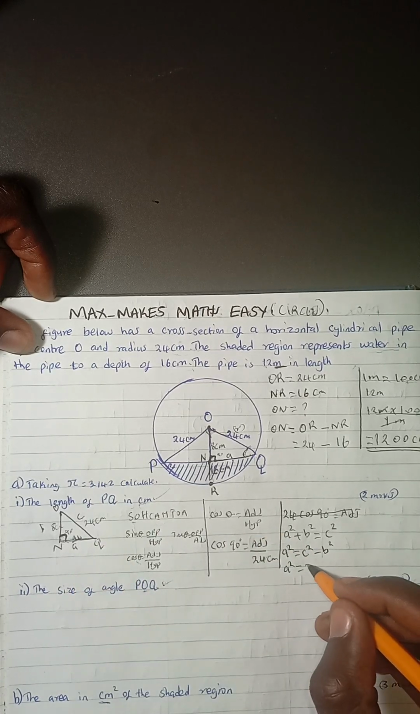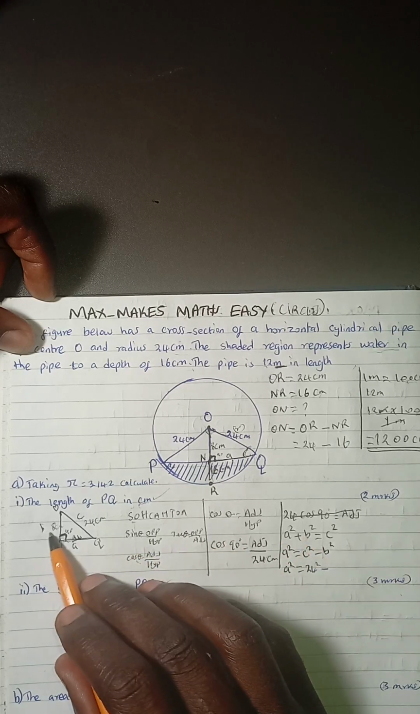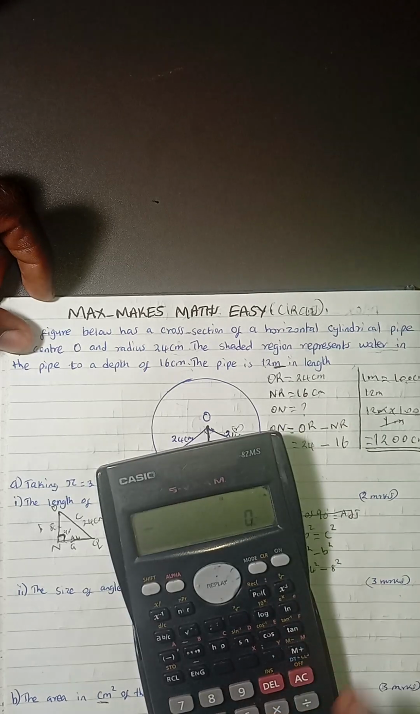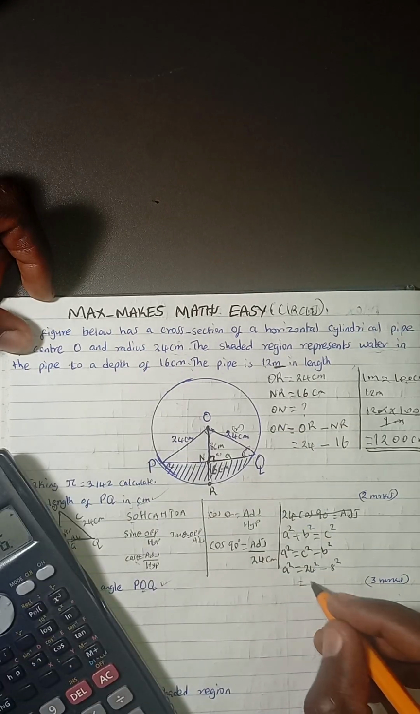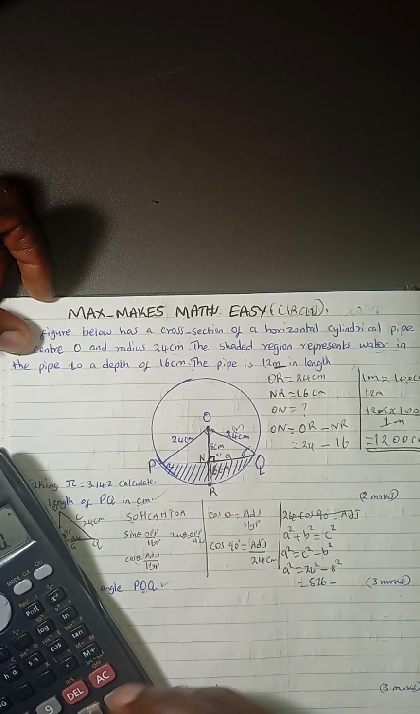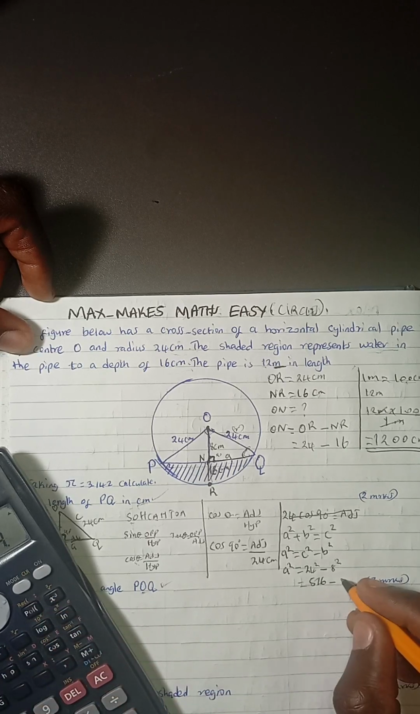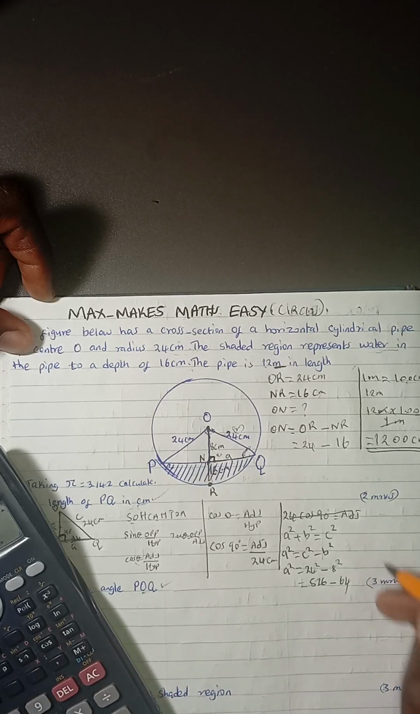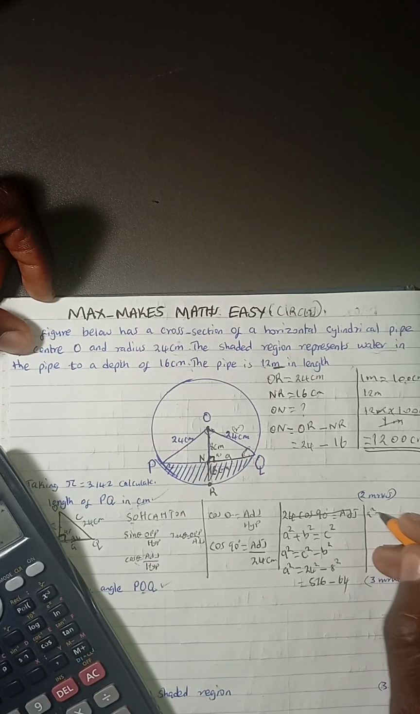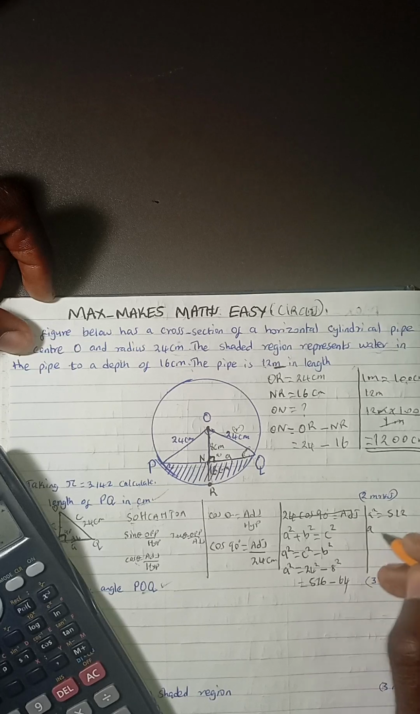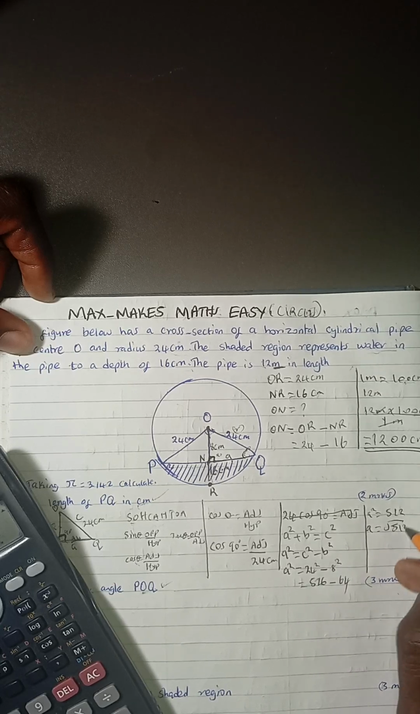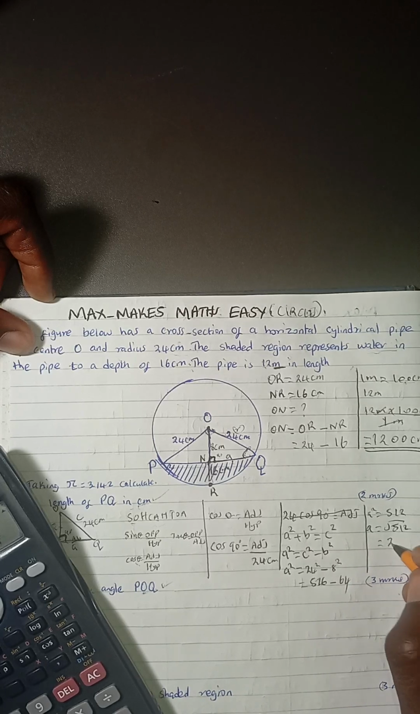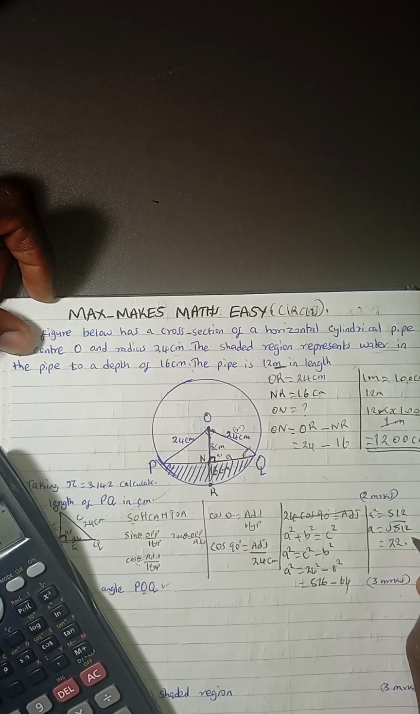C squared is 24 squared, minus b squared, which is 8 squared. 24 squared is 576, minus 8 squared, which is 64. So 576 minus 64 is equal to 512. A squared is equal to 512. A is equal to the square root of 512, which gives us 22.63.